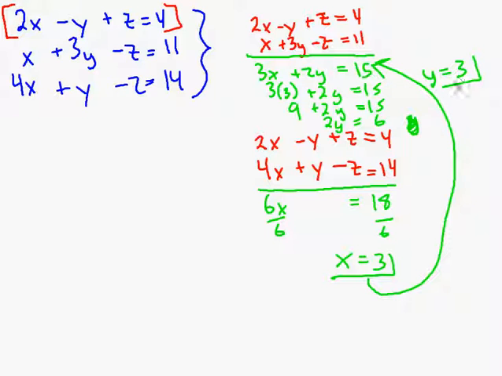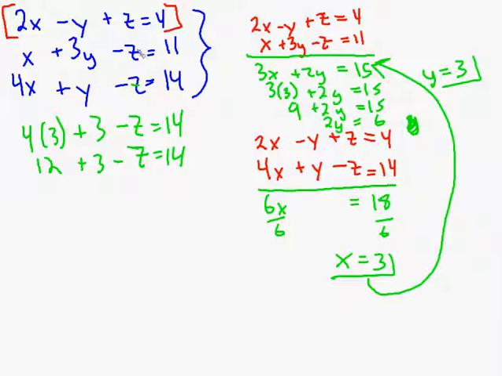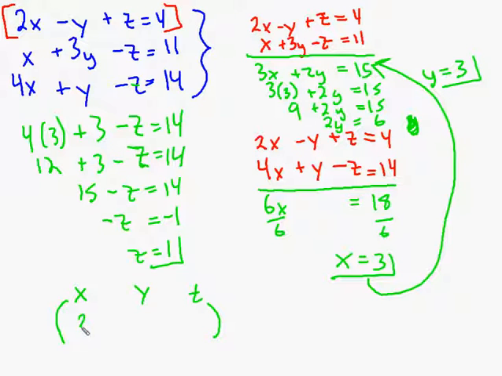Now I take both of those, I have X and Y, and I put them into one of these. It doesn't matter which one of these I choose. I'll just choose this one right here. So I have 4 times 3 plus 3 minus Z equals 14. So I get 12 plus 3 minus Z equals 14. And I could have chosen any one of those 3. 15 minus Z. Subtract my 15, and Z equals 1. So what's my answer now? I'm going to put these in alphabetical order. X, Y, Z. And 3, 3, 1.